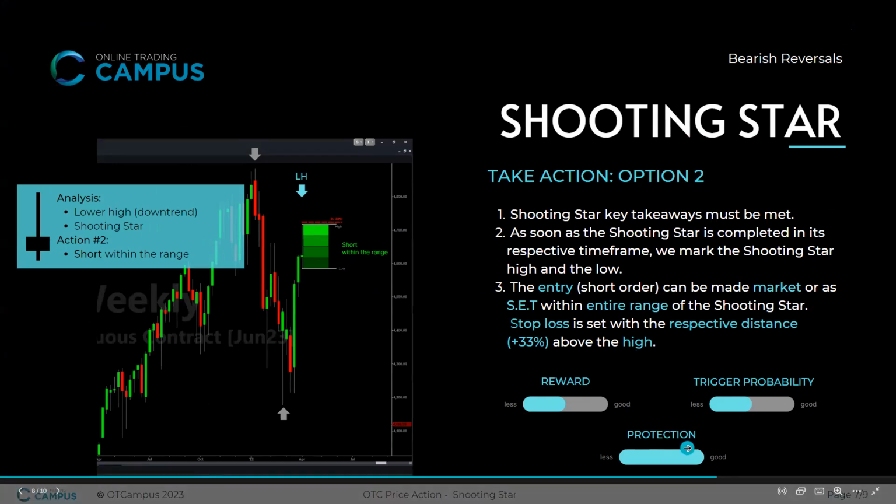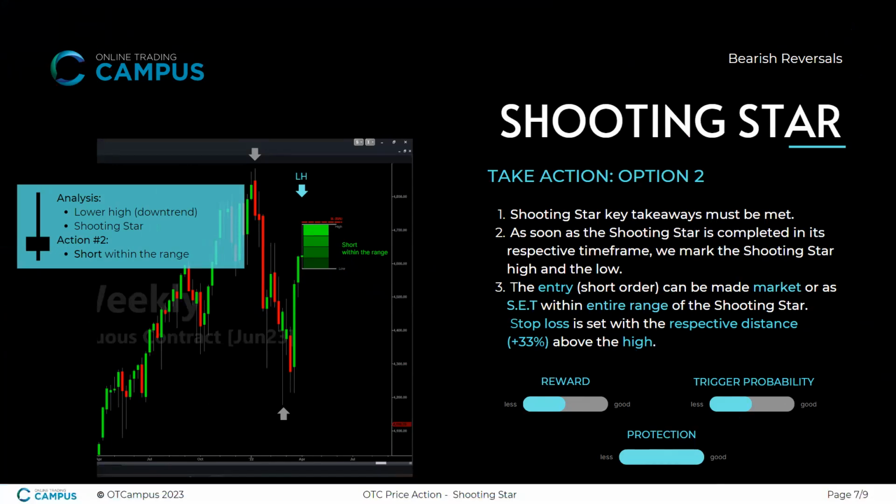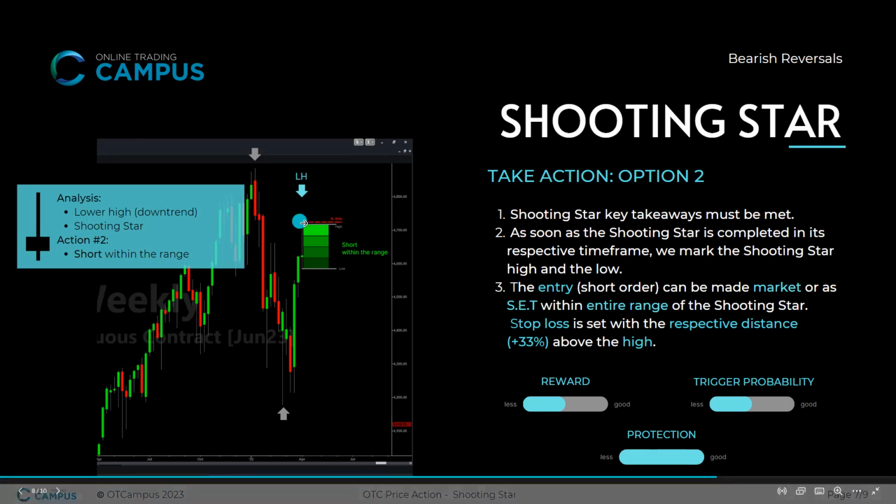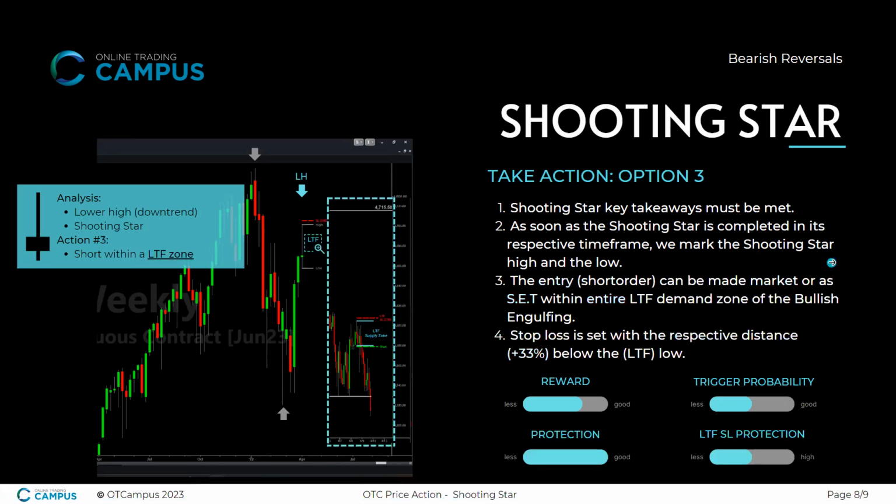Protection is again simply the same. It is the best, right? Because your stop loss is above the formation, above the shooting star. Great, that's option number 2. Let's go to our last option, and it's option number 3, and that's the difficult part maybe.